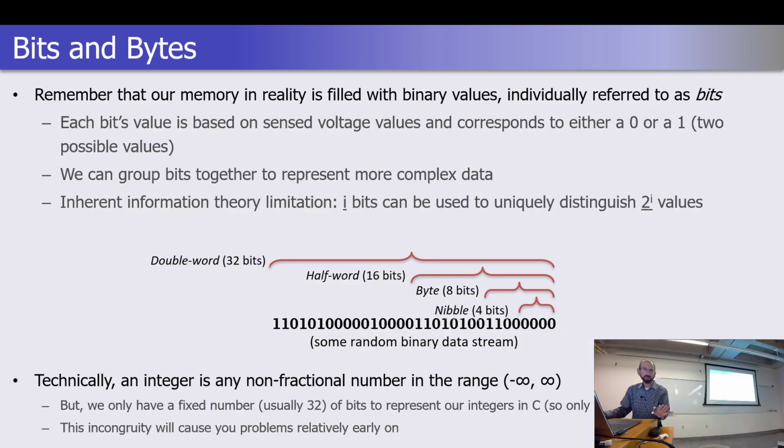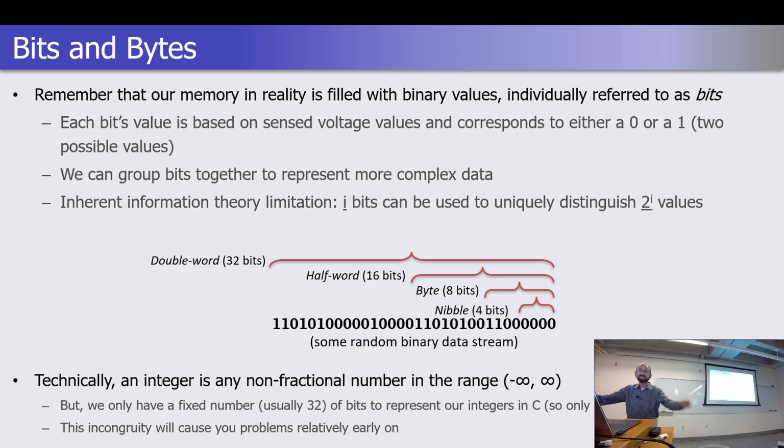So remember, ultimately, what is in our memory, let's go back to that abstraction that we're interested in, it's those binary values, those individual bits, those ones and zeros. From an electrical perspective, at the end of the day, these are digital binary values, but they ultimately correspond to some sensed voltage value, something physical. Storing a 1 or a 0 electrically is going to correspond to a 0 or a 1. There's going to be two possible values.